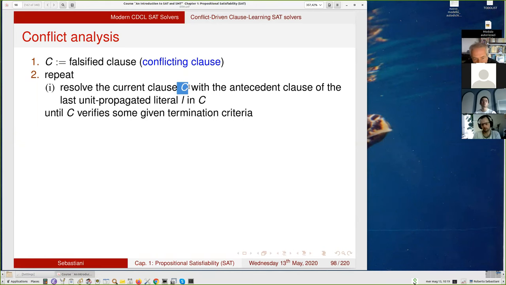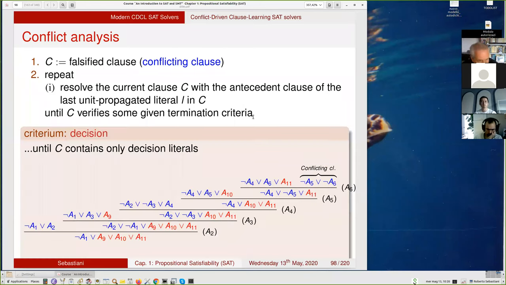At every step, you take the current clause and look at what was the most recently unit-propagated literal in it. Then you resolve it, so you do resolution against the antecedent clause, the clause which caused the unit propagation of that literal. And this way you obtain the new clause. You do this until your final C verifies some criterion. There are different criteria you can use. Let me give you an example.